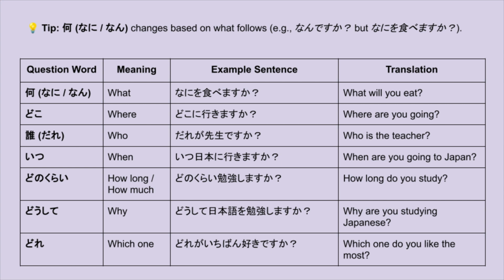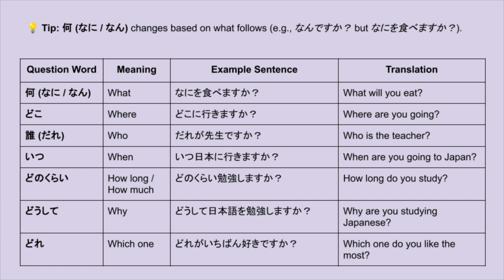The next one, dono gurai. How long, how much? Dono gurai benkyou shimasu ka? How long do you study? Same thing here. This one would sound weird with a particle, so I would avoid doing that, but if you do, you're not entirely wrong if you use ni, but still I would avoid it. Doshite is why. Doshite nihongo o benkyou shimasu ka? Why are you studying Japanese? And also, like I said earlier, this is also interchangeable with nande. It's just a little more formal if you use doshite. So it would be the same thing if you use nande nihongo o benkyou shimasu ka? That's also fine.